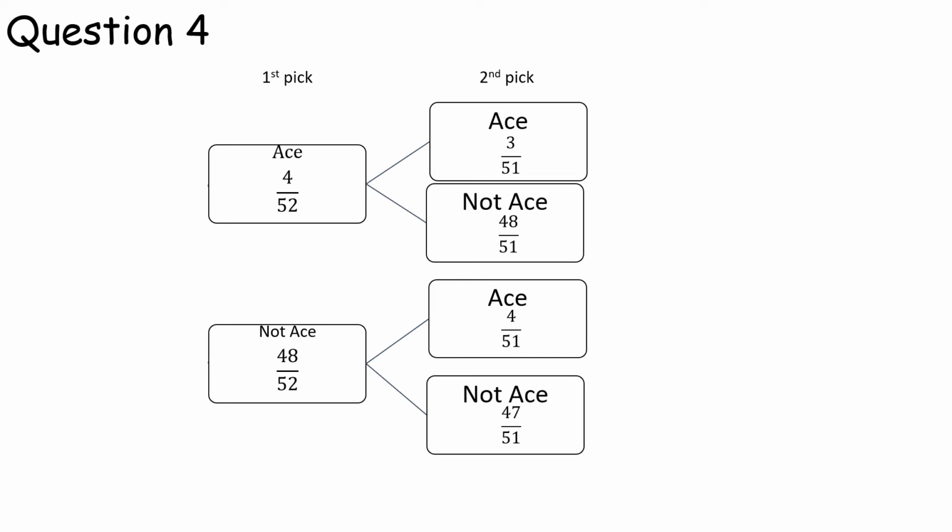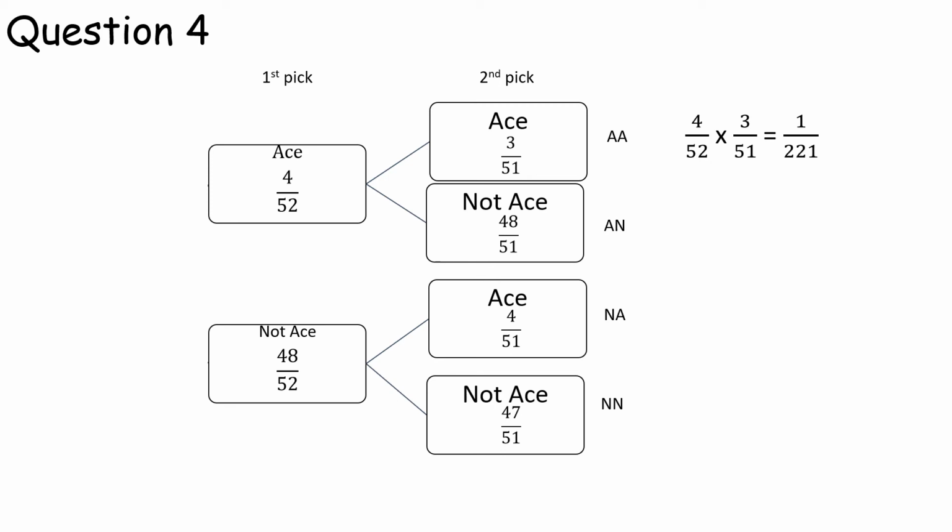The combinations of cards being picked are 2 aces, an ace then a card that is not an ace, a card that is not an ace and then an ace, or 2 cards that are not aces. The first question is to find the probability that the second card is an ace if the first card is also an ace. We multiply along the ace-ace branches and get 1 out of 221 after cancelling.